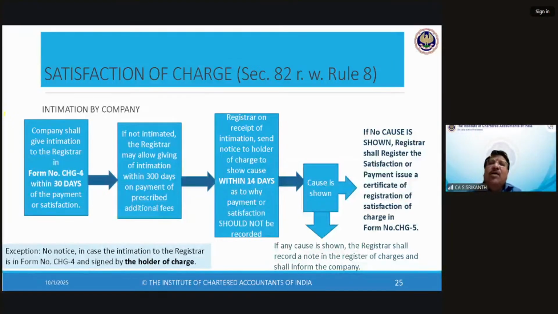Okay, now we come to the last. A charge is created. After that, it has to be satisfied. What is the meaning of the word satisfaction? Why do they use the word satisfaction instead of the word payment? After all, A Limited borrowed money. Simply A Limited should pay. Over. Kadam ho gaya. No. That is only one way of satisfaction. There are many methods of satisfaction of a charge.